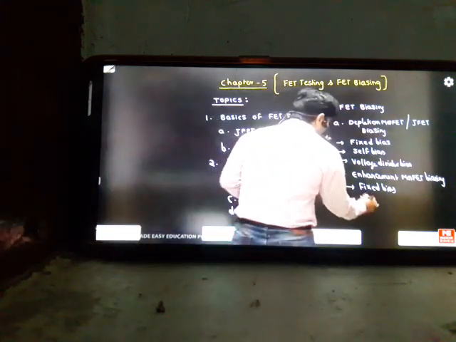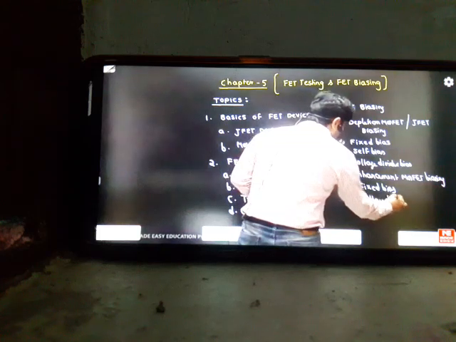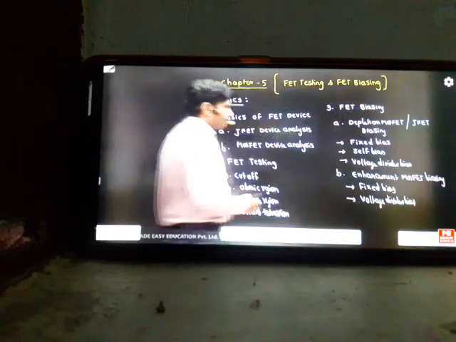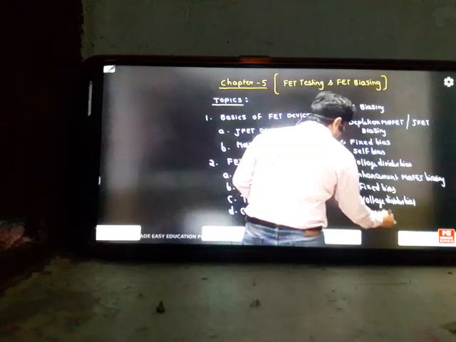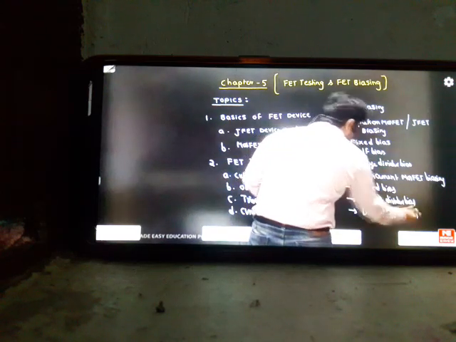The second bias we have is voltage divider bias. Same popular biasings we have: one is fixed and one is voltage divider bias. One separate biasing is there here, that is drain to gate bias. So these are the certain modules.